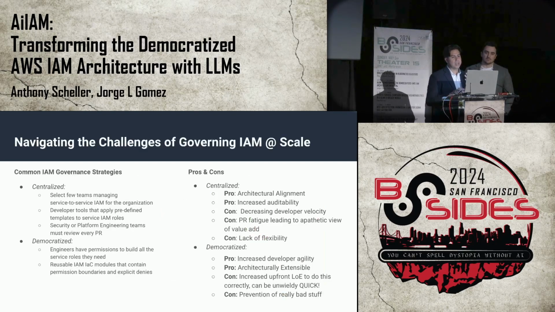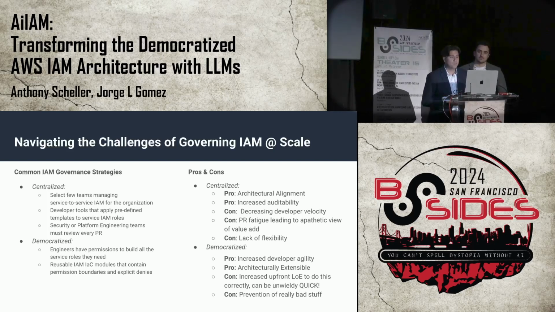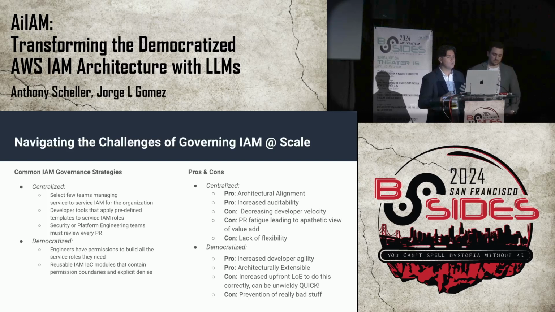So certain strategies to help with this really fall under two camps, right? Centralized and democratized. From a centralized approach, there are a few teams, and usually just one, that is responsible for reviewing and approving these policies to ensure the principle of least privilege is being followed, right? Generally, this burden falls on the security team, but we've also seen platform engineering teams take on this action. It really just depends on the industry.